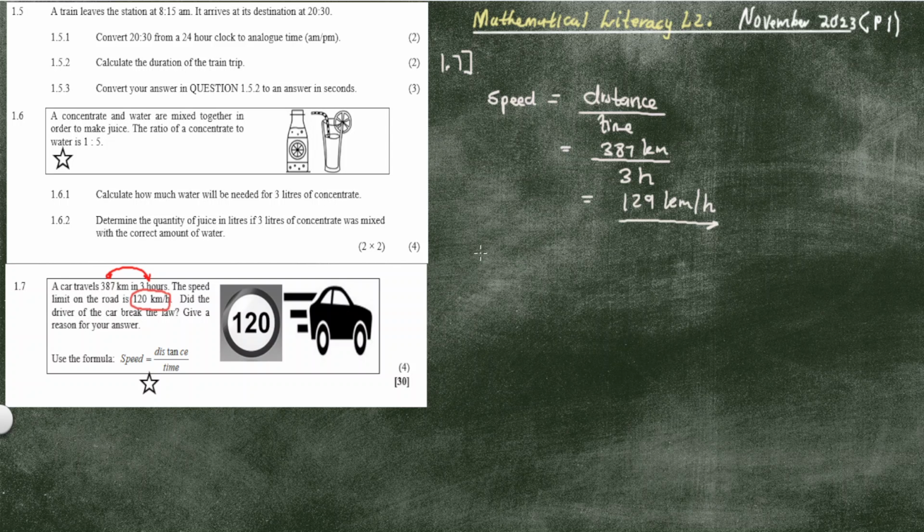So I would say, therefore, did the driver of the car break the law? Yes. Traveling above the speed limit. The driver was traveling above the speed limit. So yes, he broke the law, or she broke the law. All right, I'm saying he because men are reckless drivers for sure.